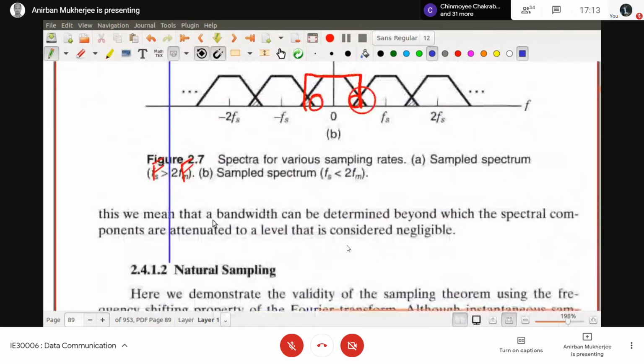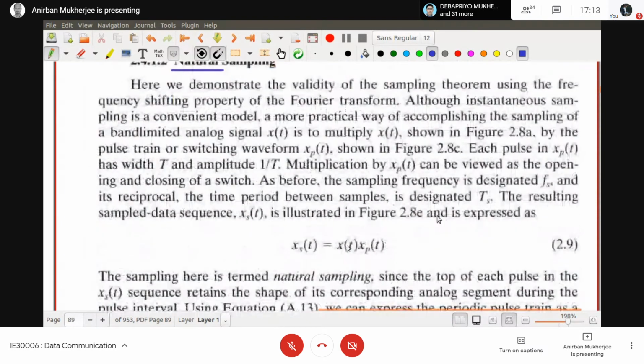Sometimes we say this is a natural sampling. Natural sampling means that generally you are multiplying this x(t) with some pulse train x_p(t), and in x_p(t) you are assuming I have a Dirac delta pulse train. Then you will not get Dirac delta. What you will get is some sort of very thin pulse, maybe like this, with some pulse width T_p. Now in the Dirac delta case, T_p tends to 0.